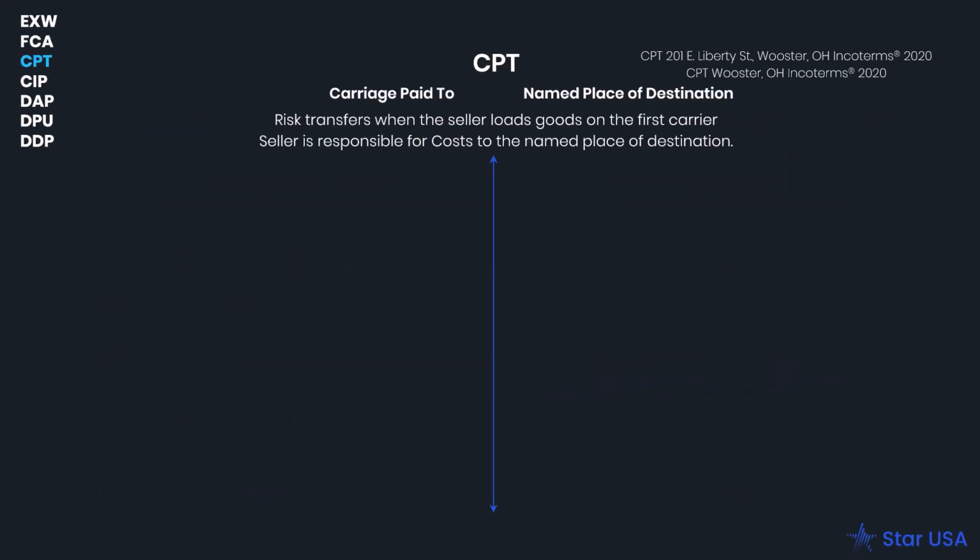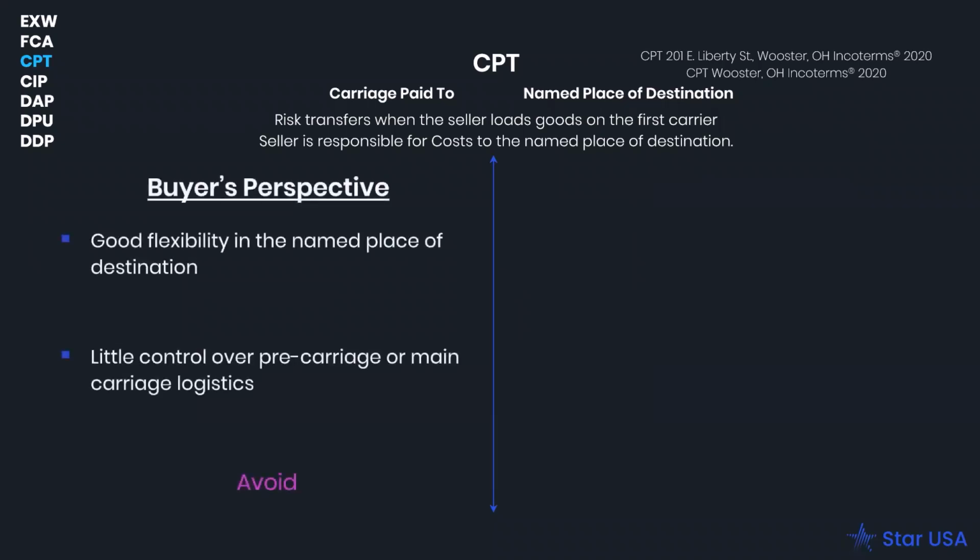CPT, this is the first of the C terms. CPT stands for carriage paid to, and the risk transfers when the seller loads the goods on the first carrier. The seller is responsible for costs to the named place of destination. I used to like CPT a lot more for the buyer until I started to look into that risk transfer.